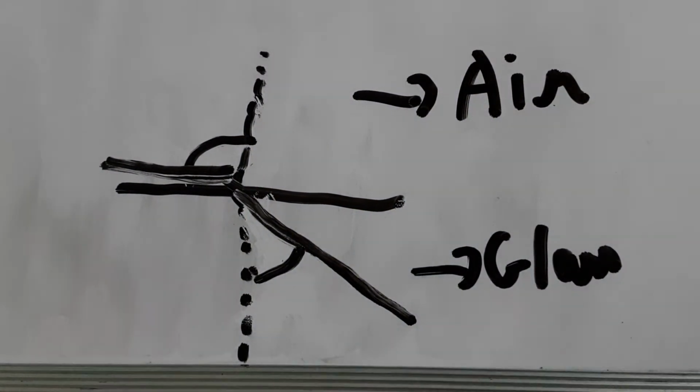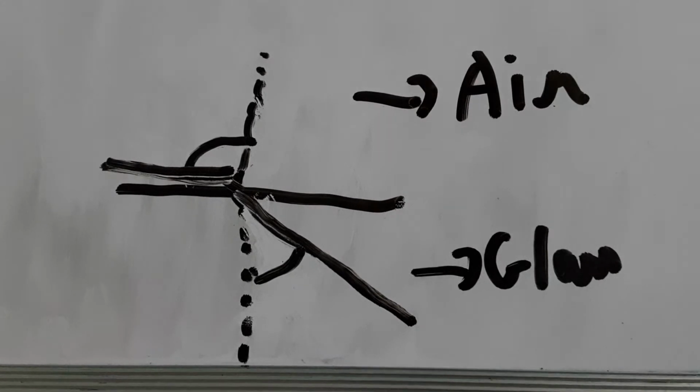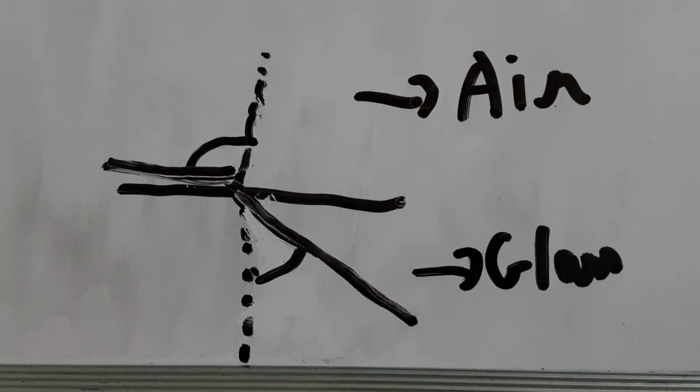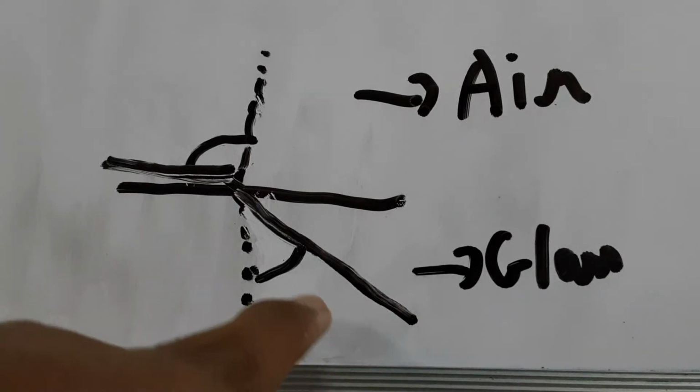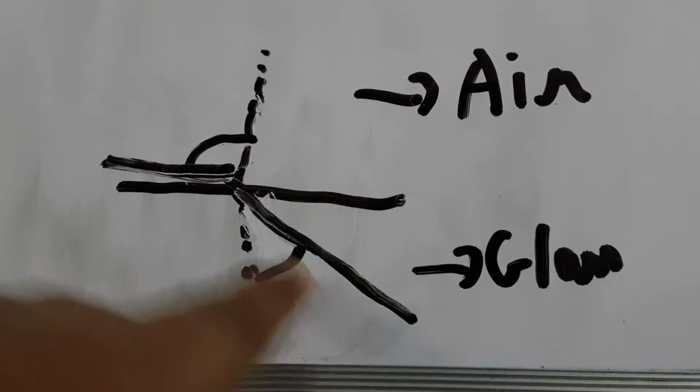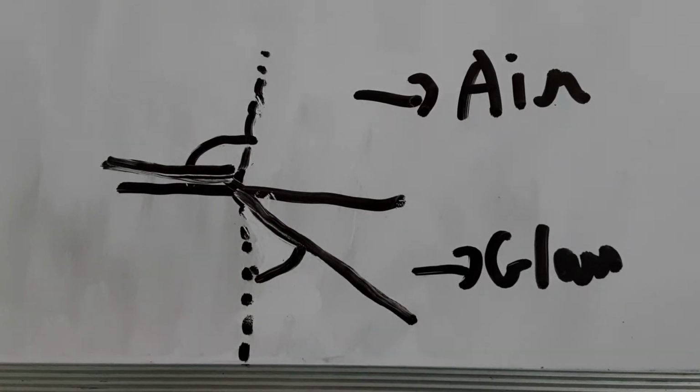Now, before learning the concept of total internal reflection, we have to learn what a critical angle is. Critical angle is a famous phenomenon. What is the phenomenon?